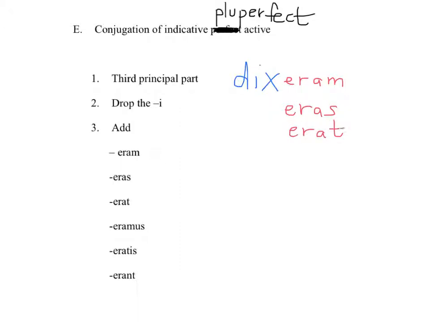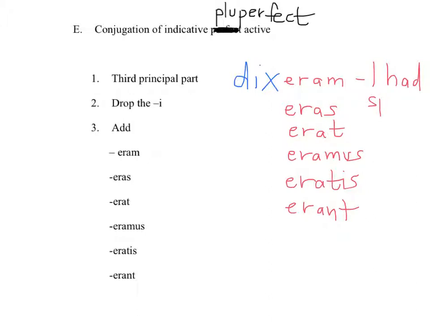Very simple pattern. Once you've learned these, and you should have learned them last semester, this should be very easy to you. The translation for the pluperfect is, instead of I have spoken or I spoke, you would say I had spoken or I had said. You had said. He, she, or it had said, instead of he has said. That's the pluperfect active. Third principal part, drop the I, add eram, eras, erat, eramus, eratis, erant.